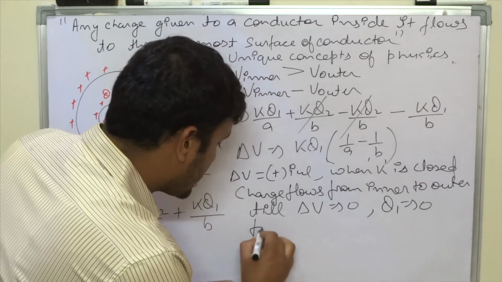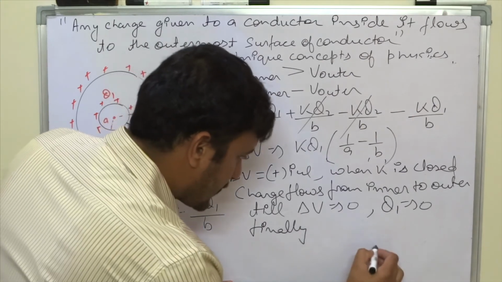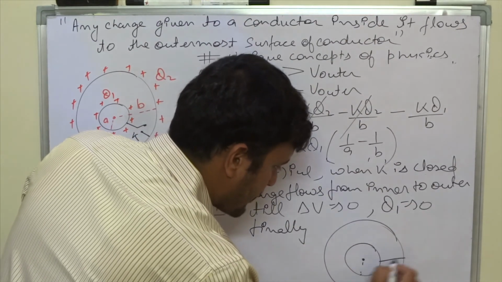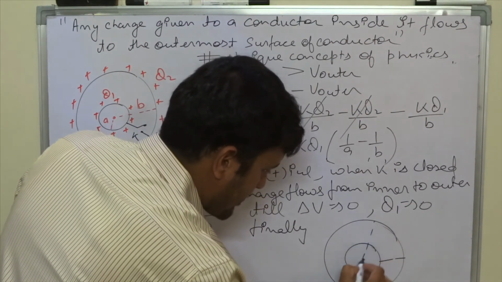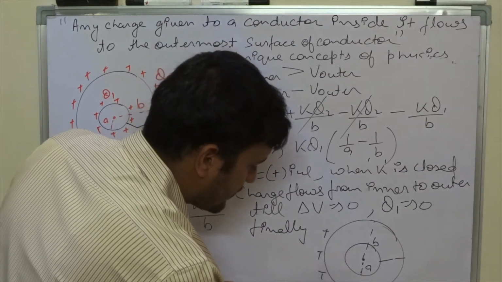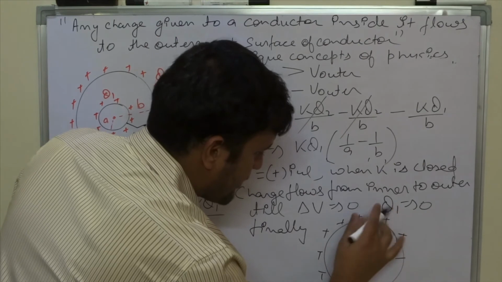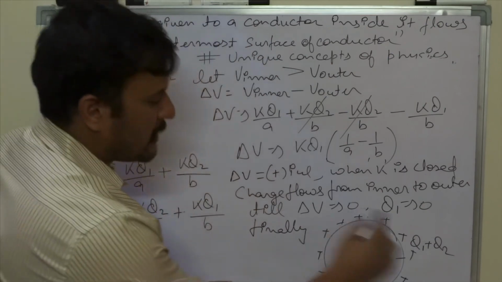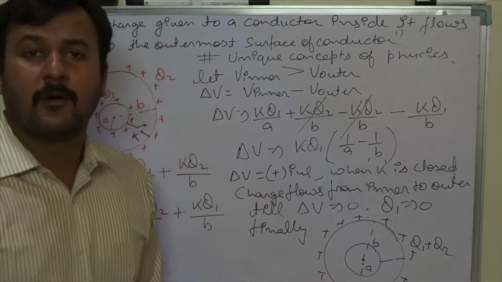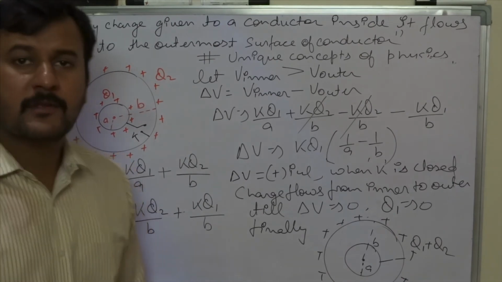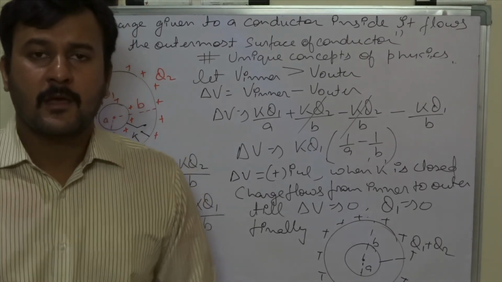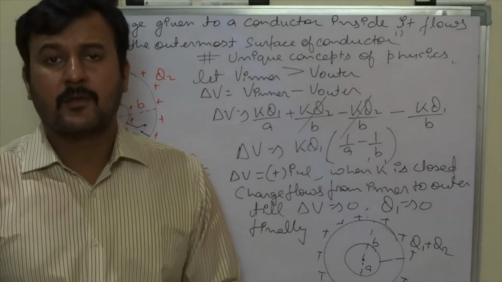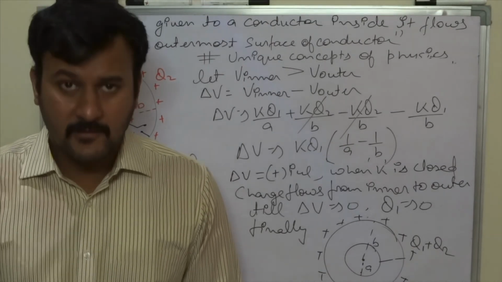So finally the diagram will be like this. The complete charge Q1 plus Q2 will appear on the outer surface of the outer sphere. I hope this mysterious concept, which is a reason of panic for most students, is clear, and I hope you understand the concept. This is very important as far as JEE Advanced is concerned.